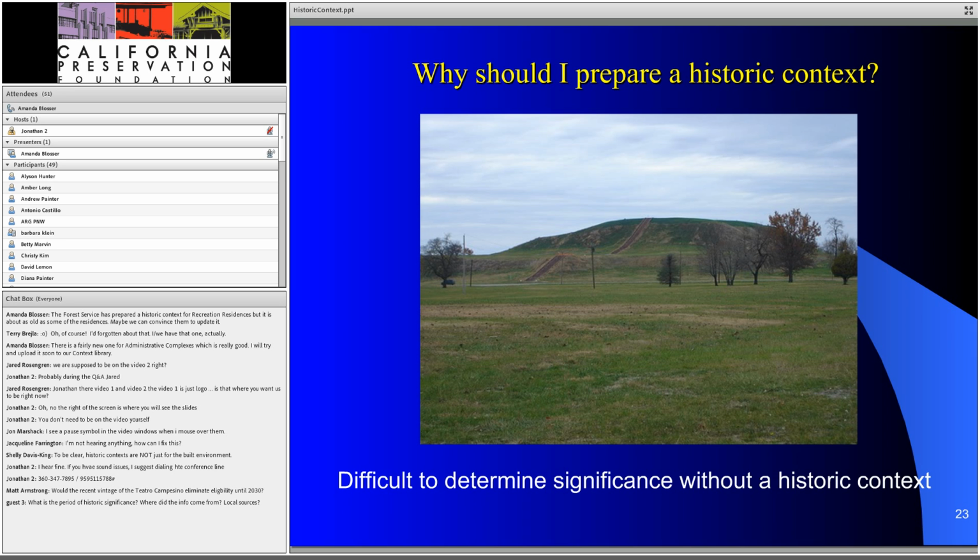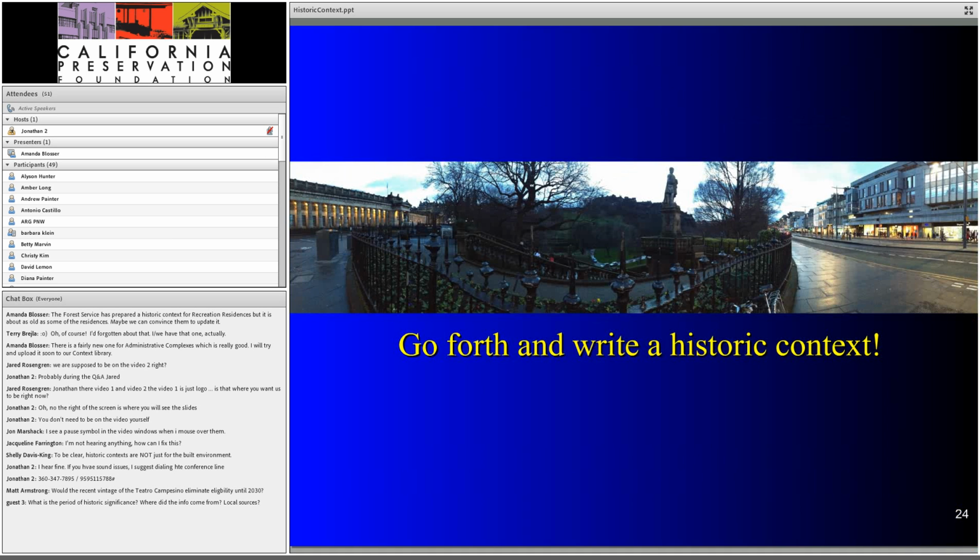Why should I prepare a historic context? When you look at this photo, for people who are built environment people, you may look at that and go, there's nothing there. Okay. But it happens to be Monk's Mound, which is located at Cahokia Mounds, and we know that that is incredibly significant as prehistoric culture. But you wouldn't know it just looking at the photo. You'd need that historic context in order to make that significance call. So that's the end of my presentation. I'm going to tell you to go forth and write a historic context. And now Jay is going to jump in and talk about the Latino context.